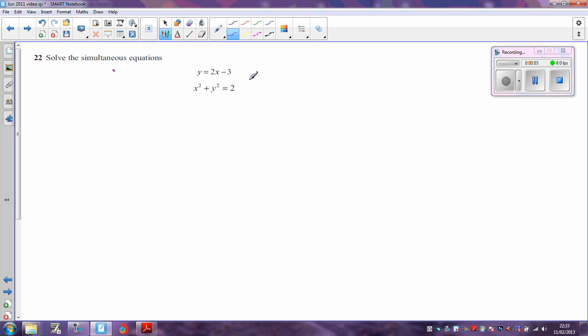We're going to solve these two simultaneous equations by substituting the first one into the second. So if we substitute into that second equation, we're going to get x squared plus, and I'm going to replace the y with 2x minus 3, which needs to be squared, and that's going to equal 2.